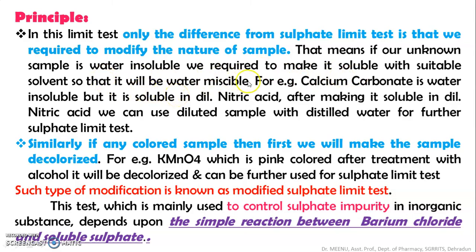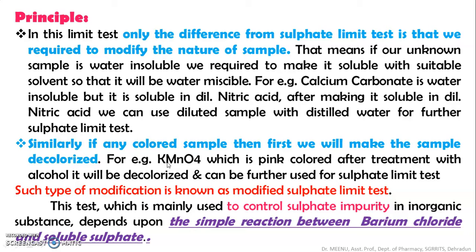For example, calcium carbonate is water insoluble but it is soluble in dilute nitric acid. After making it soluble in dilute nitric acid, we can dilute the sample with distilled water for the further limit test. Similarly, if the sample is colored, we will first decolorize it. For example, KMnO4, which is pink, after treatment with alcohol will be decolorized and can be further used for the sulfate limit test. Such a modification is known as the modified sulfate limit test.